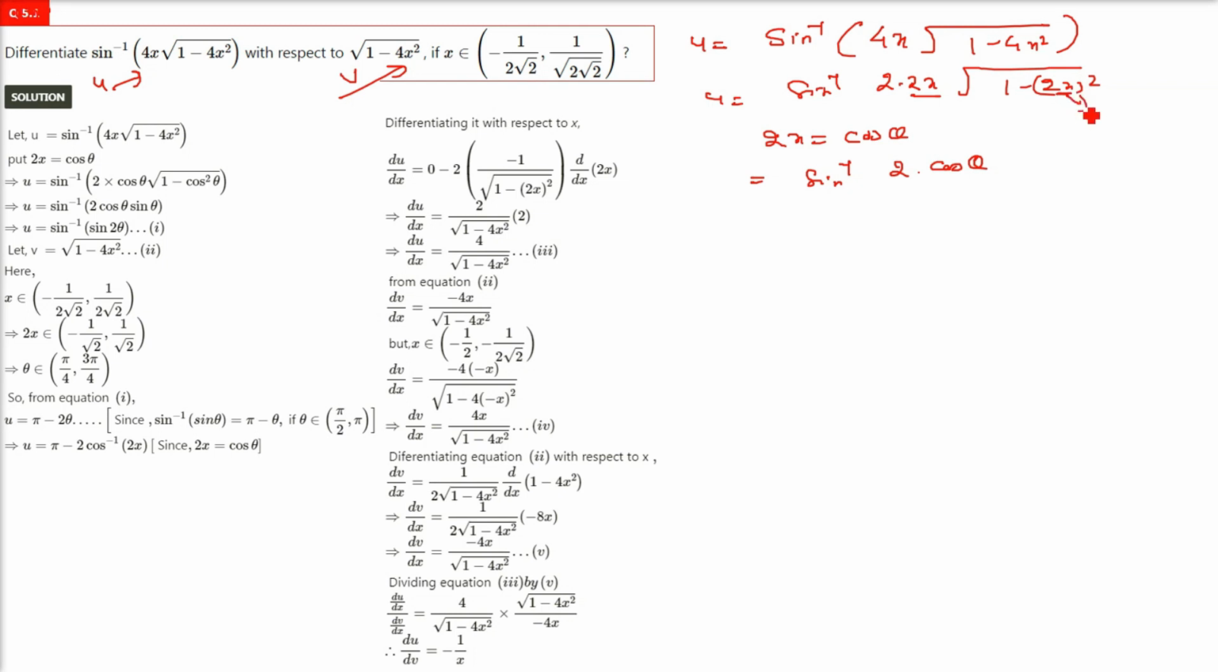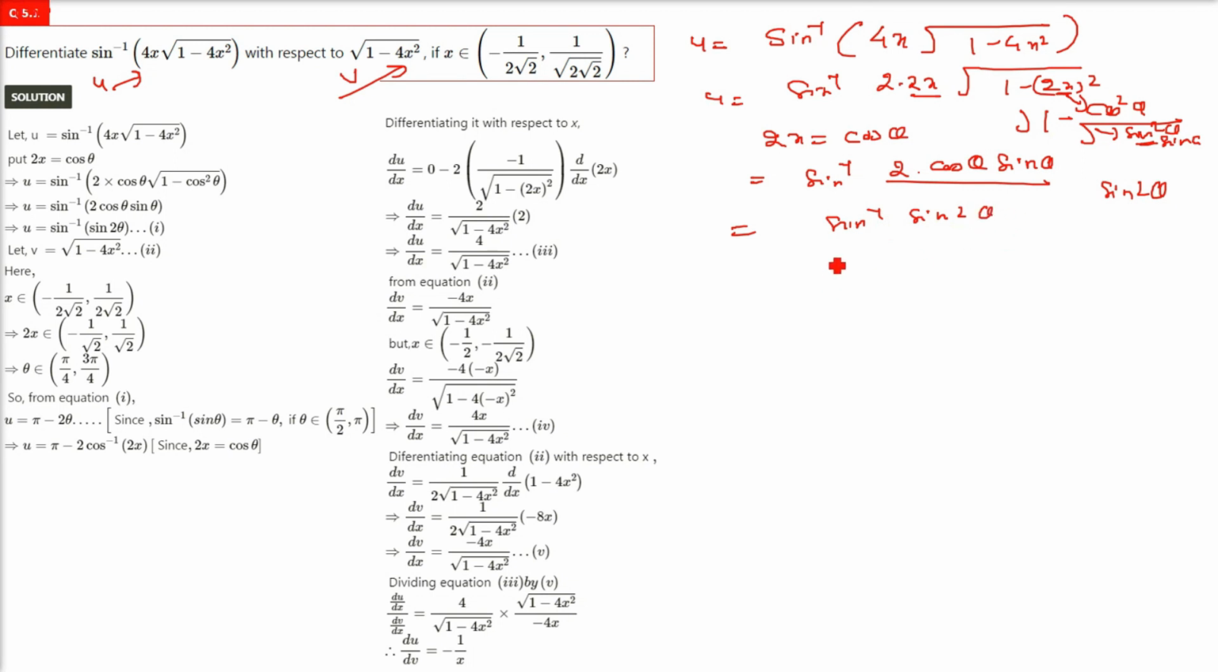And this again, 2x is cos theta, so you will get 1 minus cos square theta. 1 minus cos square theta is sin square theta. So under root sin square theta is sin theta. So you can write sin theta here. But 2 sin theta cos theta is again a formula. It is sin 2 theta. Sin 2 theta is 2 sin theta cos theta. So sin inverse sin 2 theta. Now you need to cancel sin inverse and sin, so 2 theta should come.